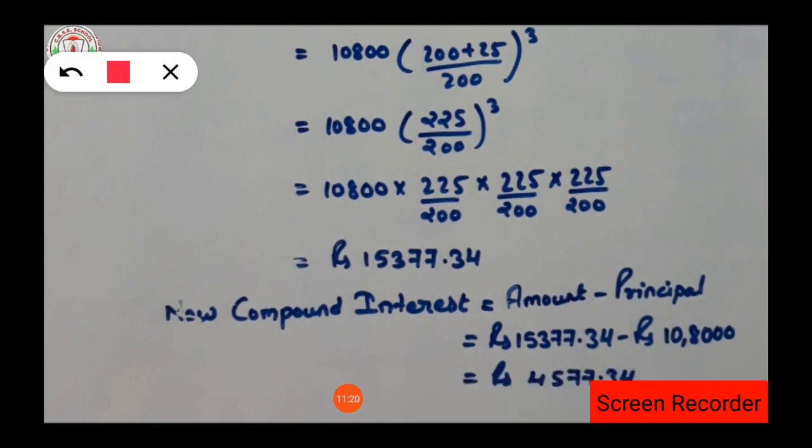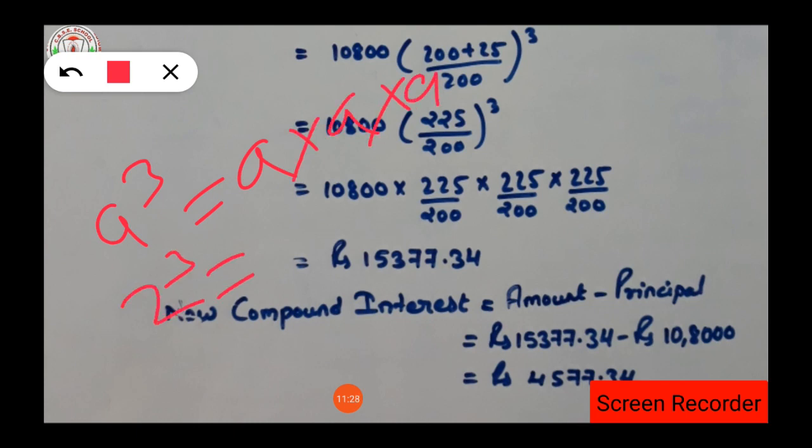Suppose we have any number a to the power 3, then it can be written as a into a into a. Or suppose we have 2 to the power 3, how can we write it? 2 into 2 into 2. That's why this 225 upon 200 whole to the power 3.